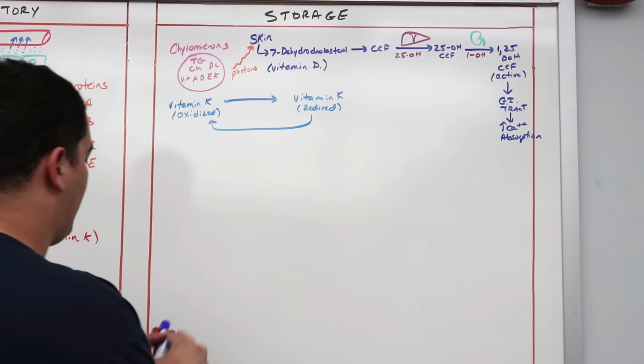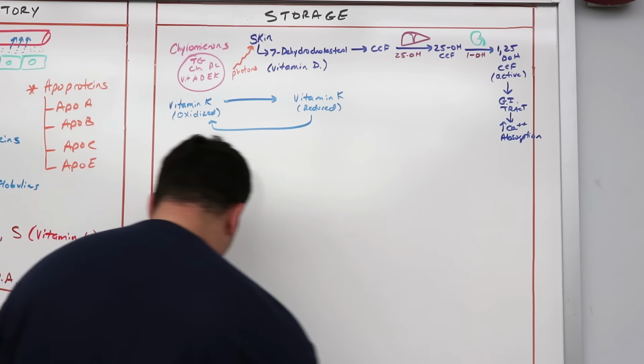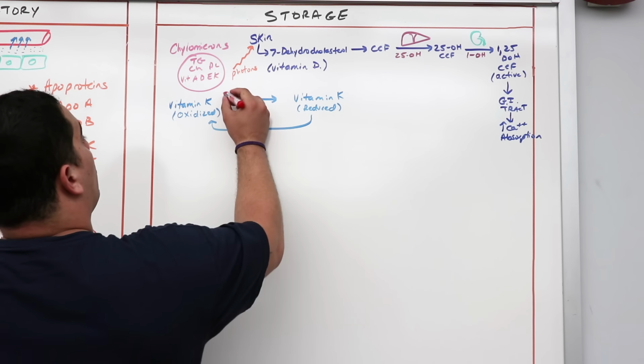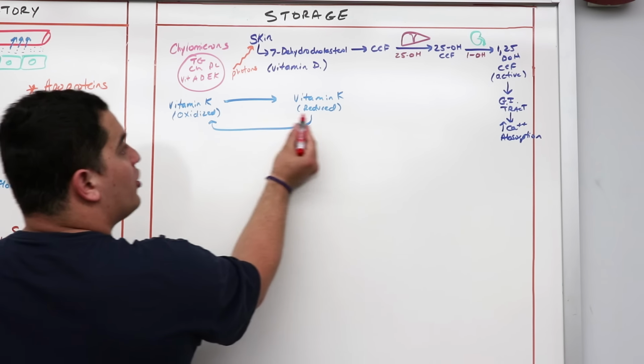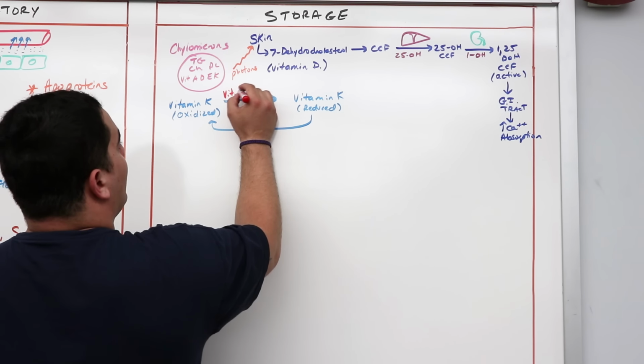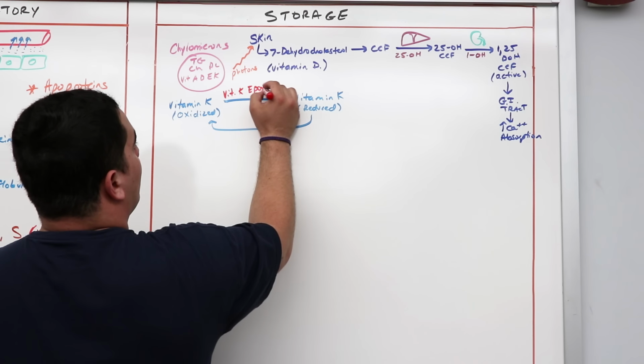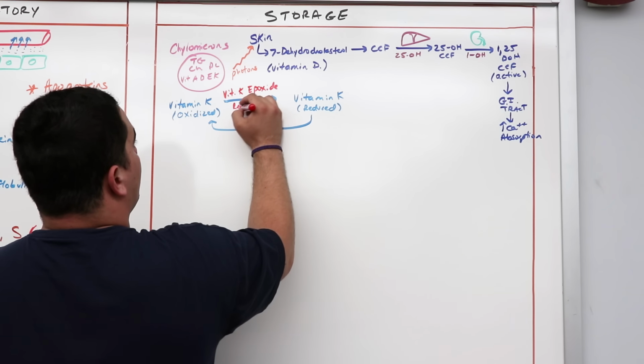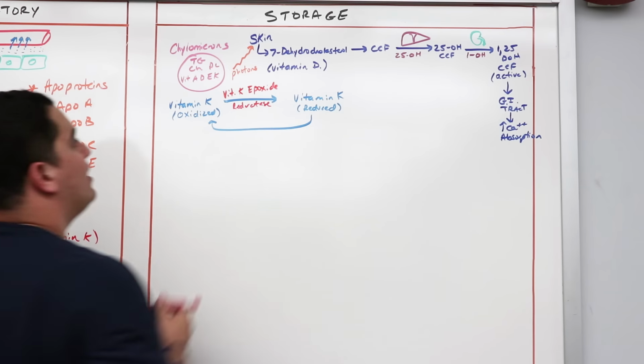Now, there's an enzyme here, let's do this one in red, that converts the oxidized form into the reduced form. This is called vitamin K epoxide reductase. Now, why is that important?